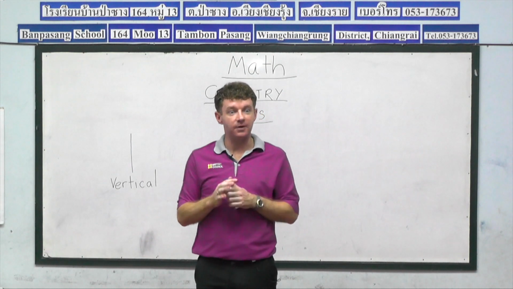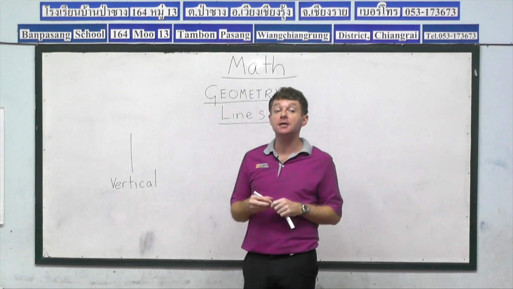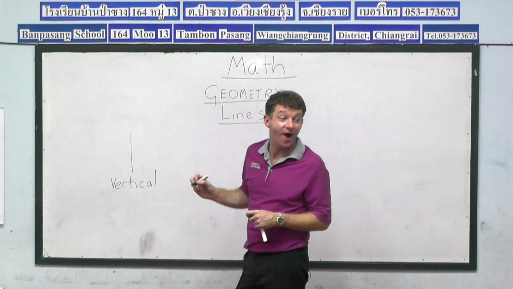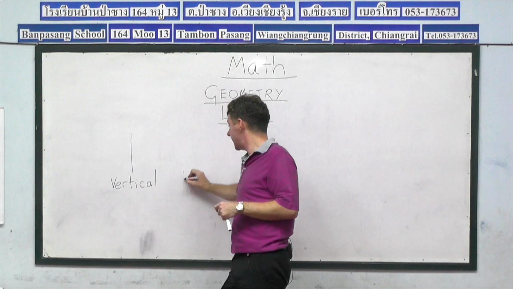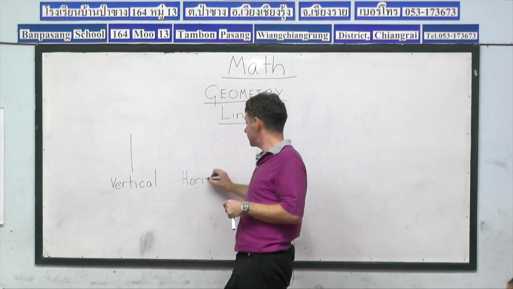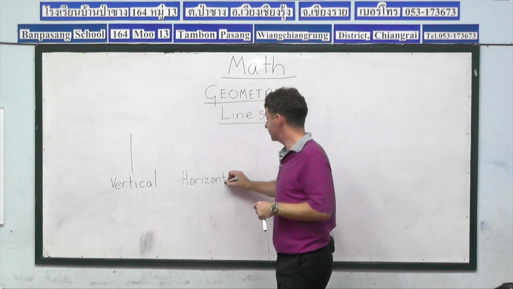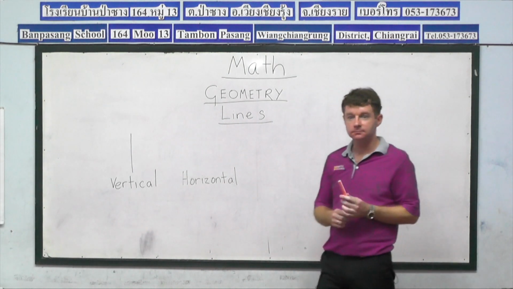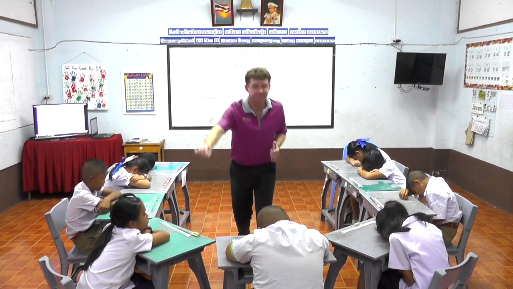Okay, so now it's time for our next line. Who can remember another type of line beginning with H? Horizontal. Well done. H, O, R, I, Z, O, N, T, A, L. Okay, so let's see who can go next. Who can draw our horizontal?